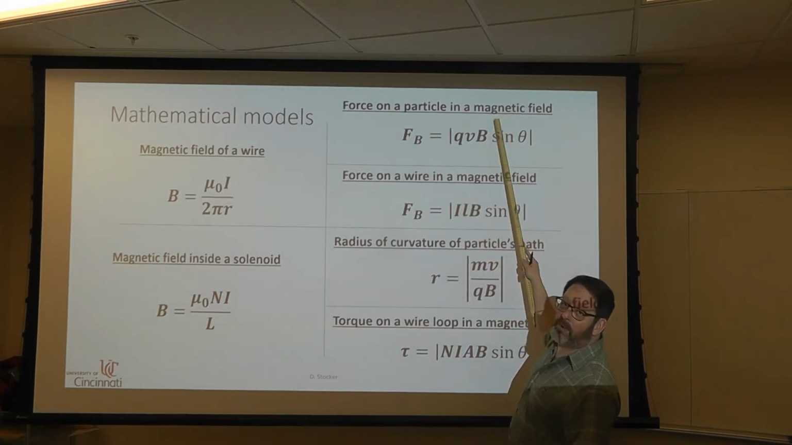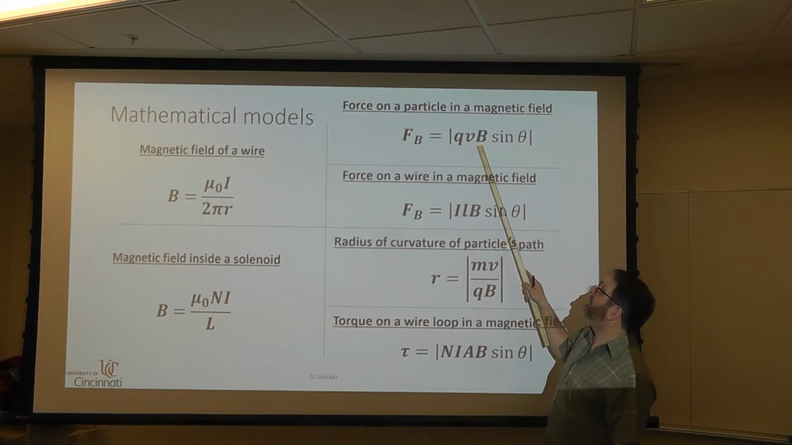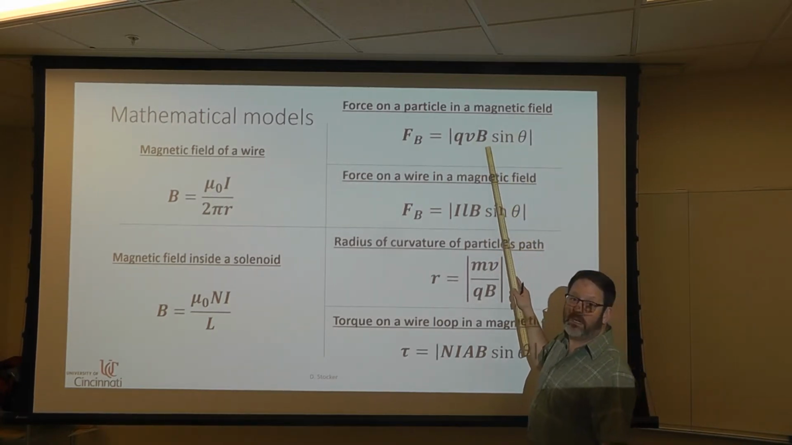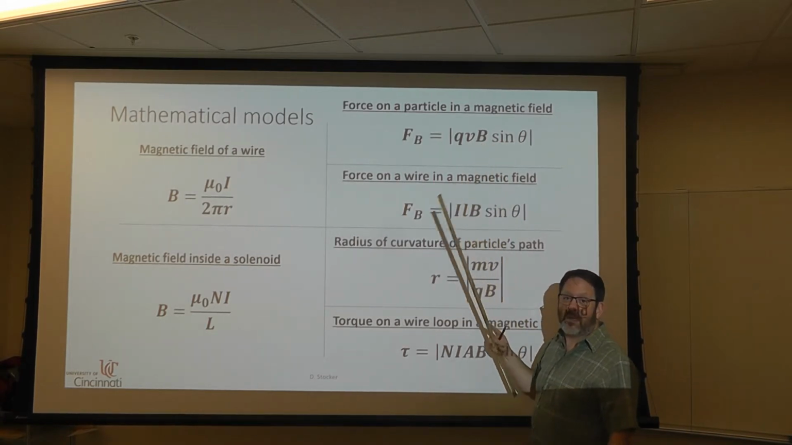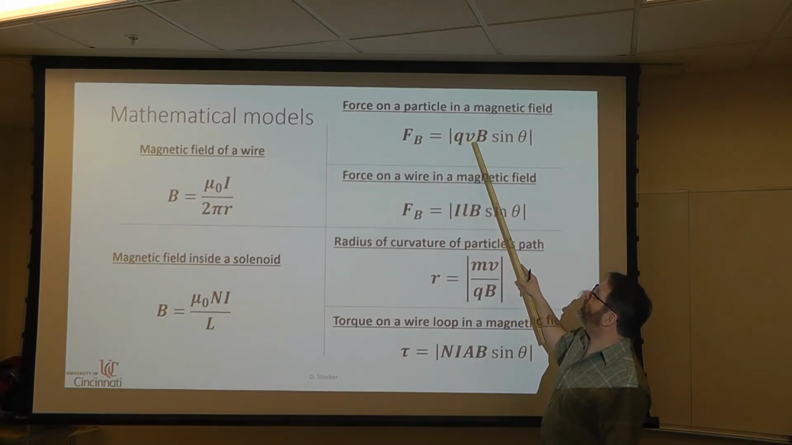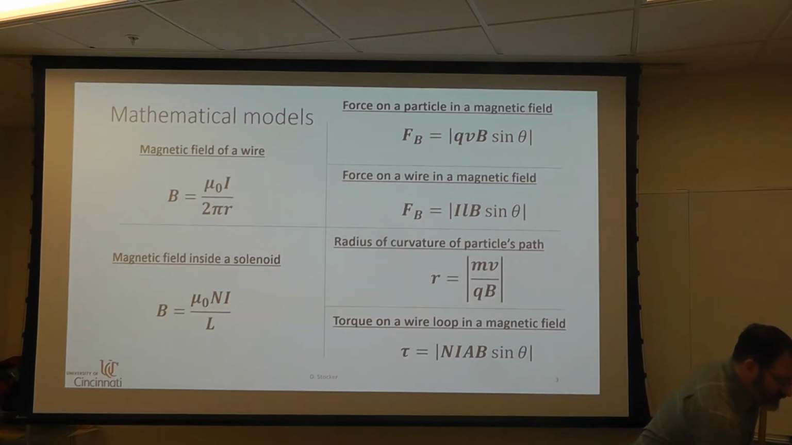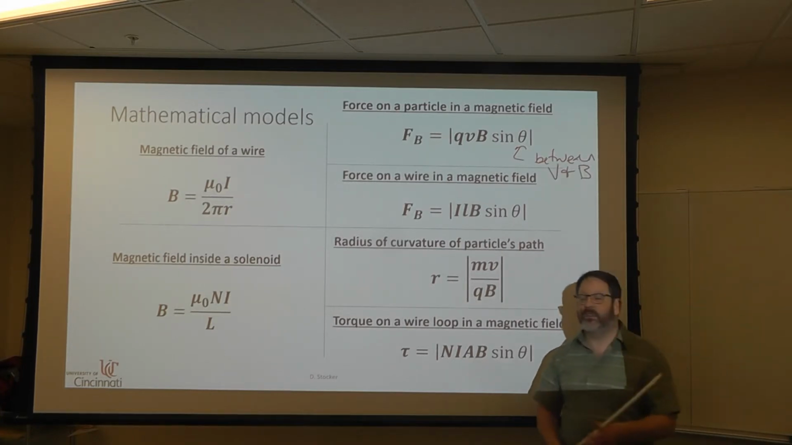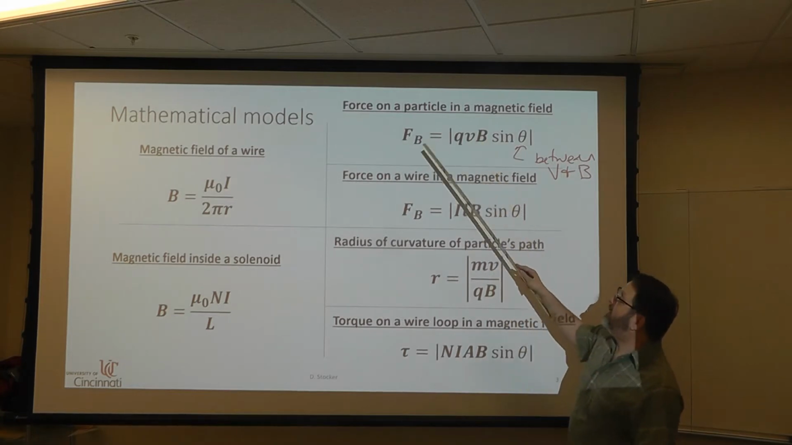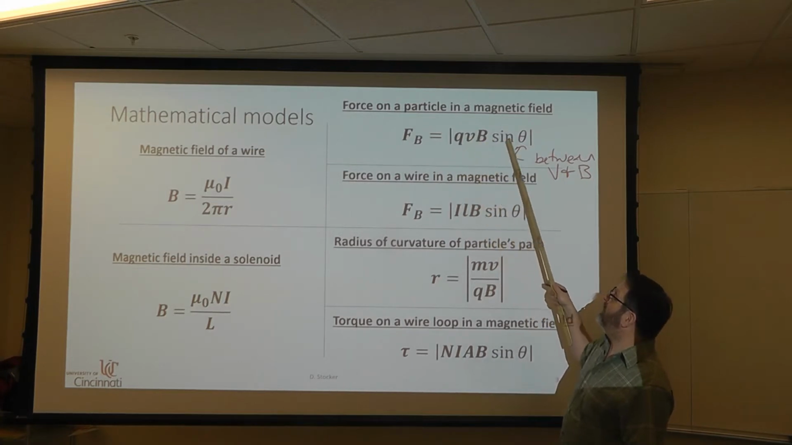So the force on a particle. If we have a particle with charge Q, speed V, in a magnetic field with a strength B. Capital B is the strength of the magnetic field. The force on that particle depends on Q, V, and B, and also the sine of the angle between V and B, the vectors V and B. So the force on the particle, and again this is just the magnitude, is QVB sine theta.